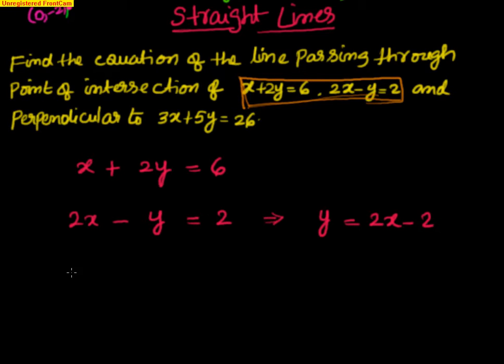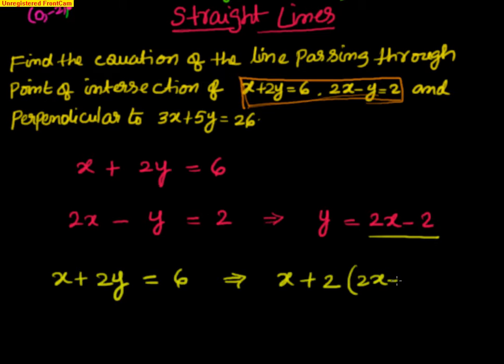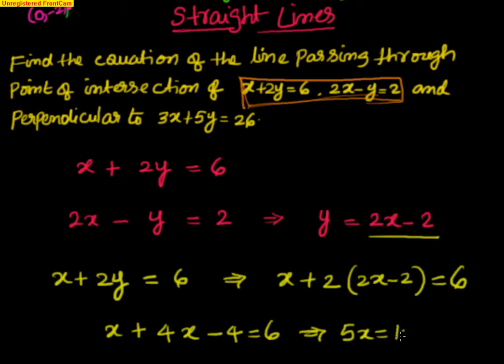Now I will go back here and say if x plus 2y is equal to 6, then x plus 2 into y is this, so I will say x plus 2 into (2x minus 2) is equal to 6. This becomes x plus 4x minus 4 is equal to 6. This gives me 5x equal to 10. That gives me x equal to 2. Now I will go back and substitute here y equal to 2 into 2 minus 2, that is nothing but 2. So the point is 2 comma 2.